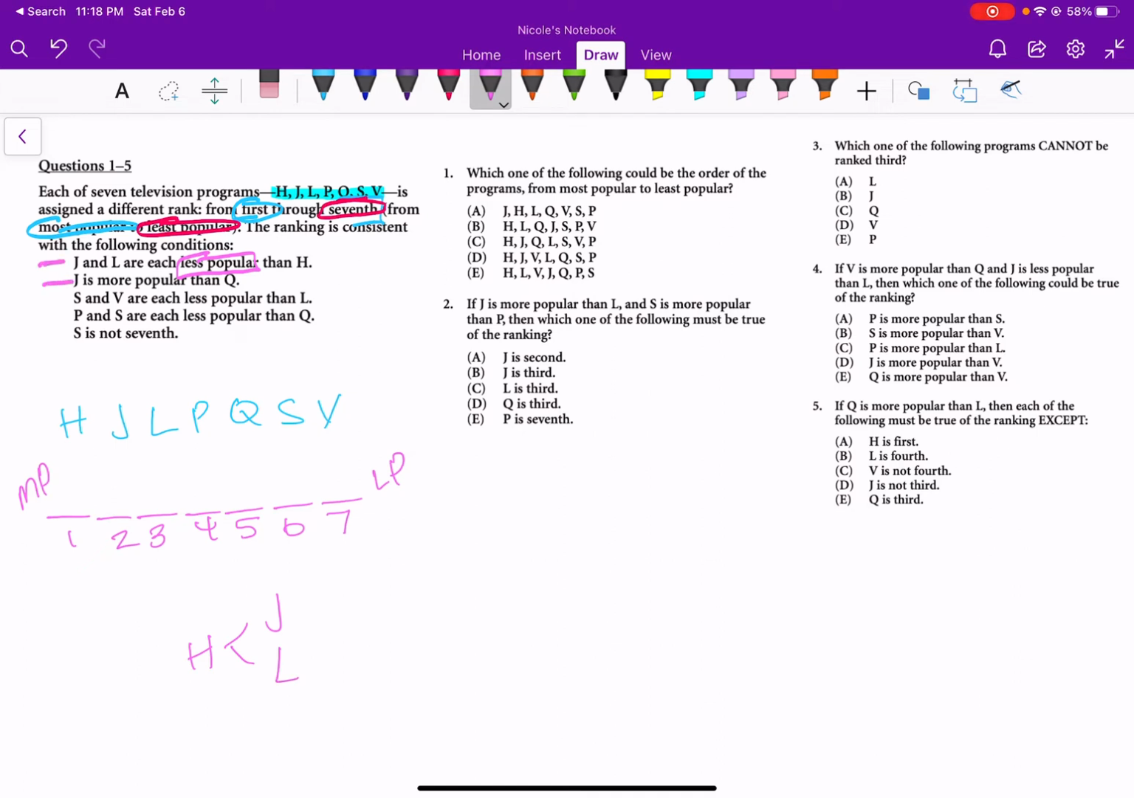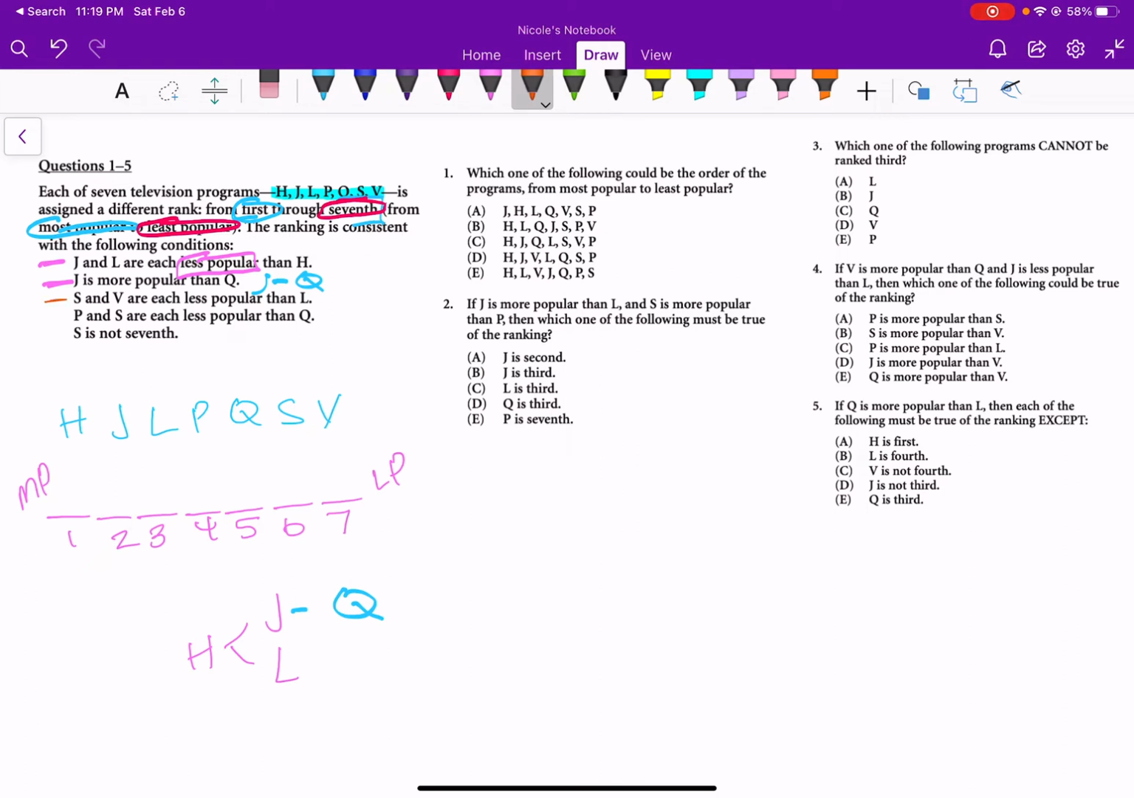All right. J is more popular than Q. So if I was going to write this, I would say J is more popular than Q. But I can connect this with my J down here. So I'm just going to make J dash Q.